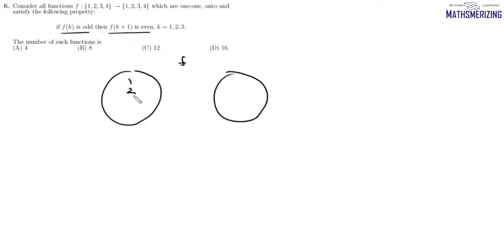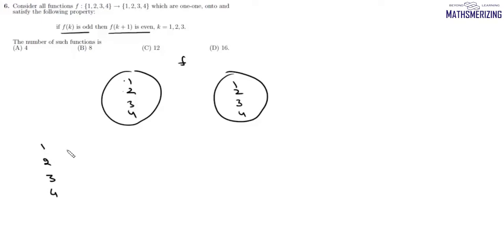Now question number 6 is, consider all functions defined from {1, 2, 3, 4} to {1, 2, 3, 4}, which are one-one and onto, that satisfy the following property: if f(k) is odd, then f(k plus 1) is even. Now we are given that we have this function f, which is defined from {1, 2, 3, 4} to {1, 2, 3, 4}, and it will be a bijective function with the given property. If f(k) is odd, then f(k plus 1) is even. Now we have 4 elements in the domain set, and they are 1, 2, 3, and 4. Now what are the possibilities?